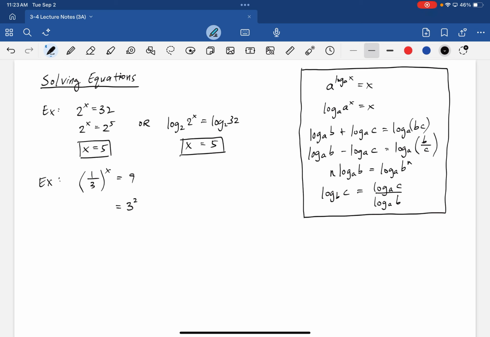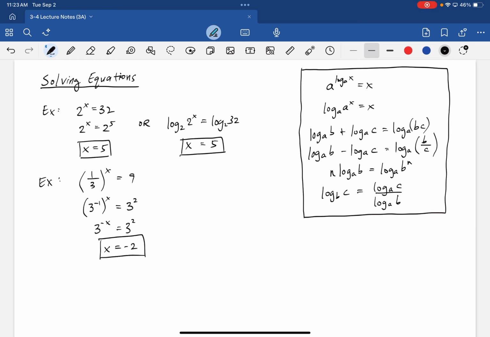And the reason we want to do that is because that will make our left side also a base 3 exponent. Okay, so that's the idea. That would be a negative exponent. So on the left side, if we make 1/3 into an exponent base 3, that's going to give us 3 to the negative 1, all to the power of x. And of course, that simplifies to 3 to the negative x equals 3 squared. So negative x equals 2 and x equals negative 2 by our 1-to-1 property.